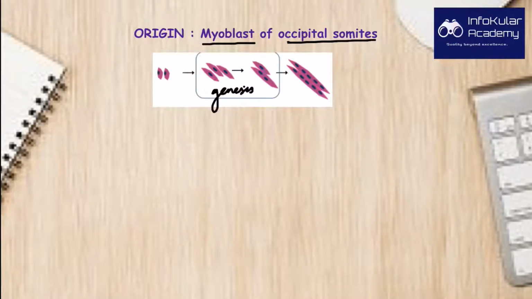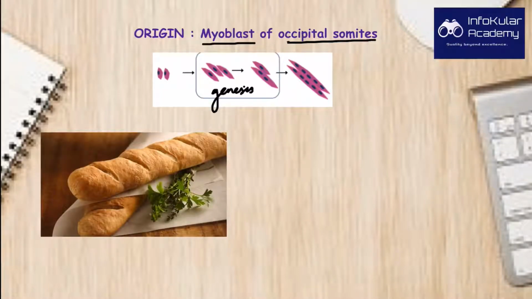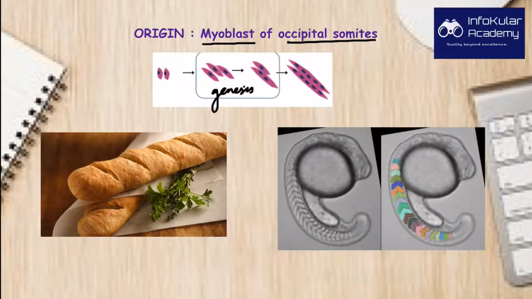What do you understand out of somites? Somites means segmentation, as in this food item में segmentation होते हैं. Similarly, हमारे body में embryologically there are multiple segments and each are independently responsible for development of a particular part. इसको हम somites कहते हैं. So myoblast of occipital somites are responsible for the genesis of tongue. This takes place from 4th week onwards in intrauterine life and can go up to 8 weeks.